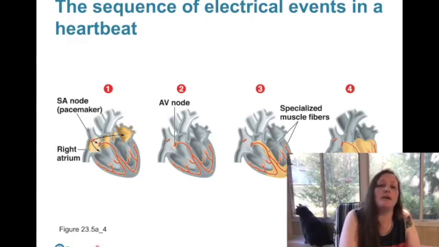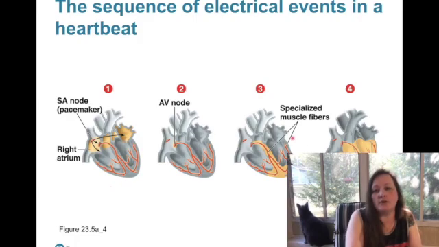Okay, so pacemaker. This is setting the pace for your heart. This is the electrical impulse. This is why if somebody has an artificial pacemaker, that's why it's called that, it is mimicking what this part of the heart is supposed to do.